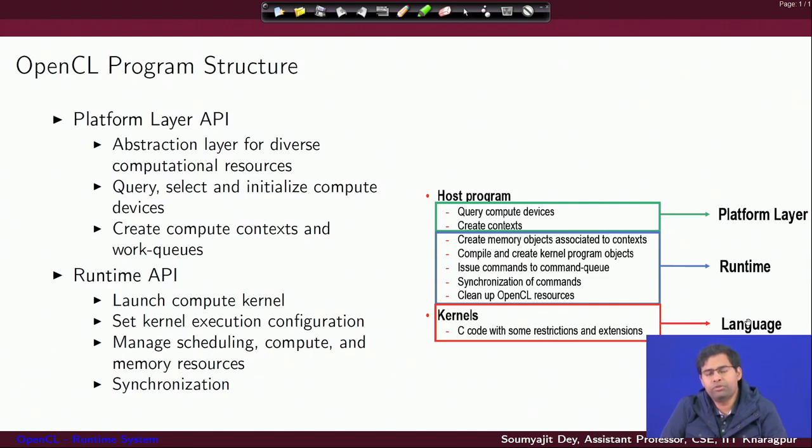So, if we just try and understand at a broad level, inside an OpenCL program, the first part would be to set up the data structures that are managed by the platform API, and then to do the actual workload scheduling across the different devices, which is managed by the runtime API.